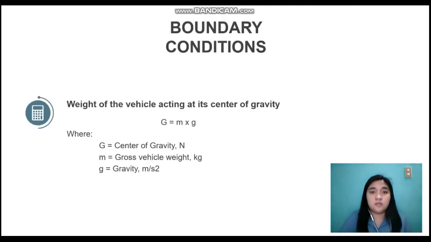So next, boundary conditions. For the simulation, we need boundary conditions in order to know how much force is being exerted to a specific point of the lower control arm. So the first equation is the weight of the vehicle acting at the center of gravity. In order to get it, we need the gross vehicle weight, and we'll just multiply it with the gravity, which is 9.81 meters per second squared.